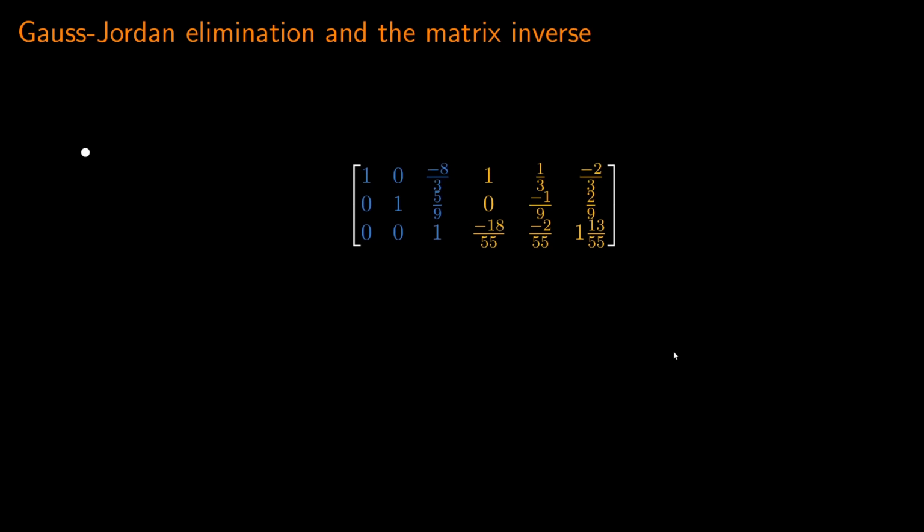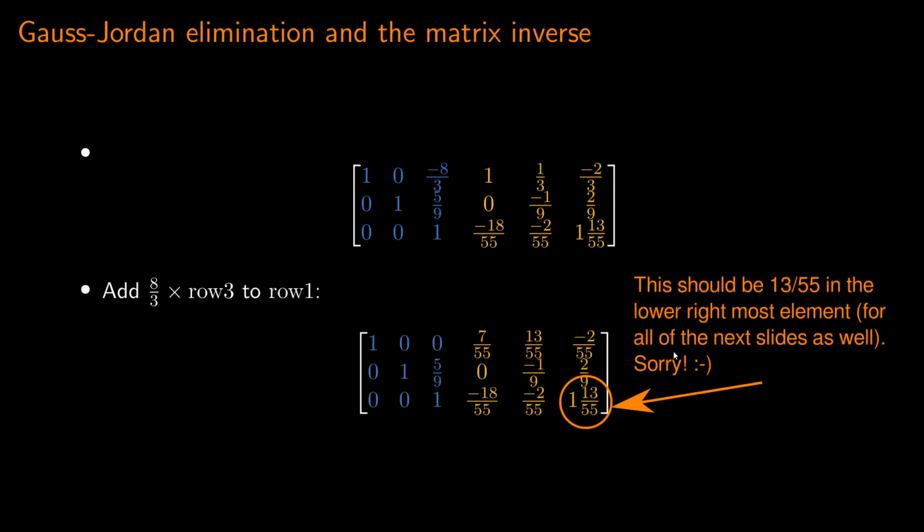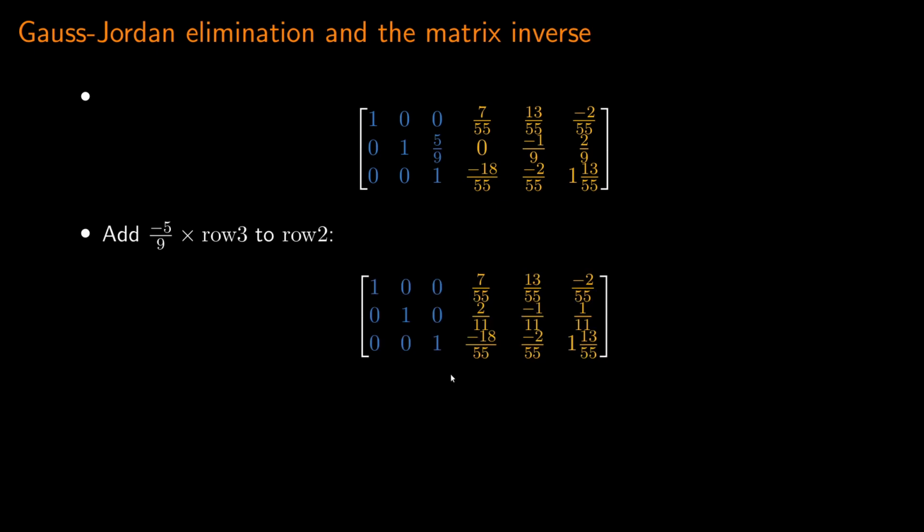Okay, so going from there, now the next step is to add 8/3 of row 3 to row 1, and that gets rid of this minus 8 over 3 term here. So that now becomes a 0. And you can see now we are very, very nearly there. The only element we have to get rid of now is this 5/9 here, and we can do that very simply by adding minus 5/9 of row 3 to row 2.